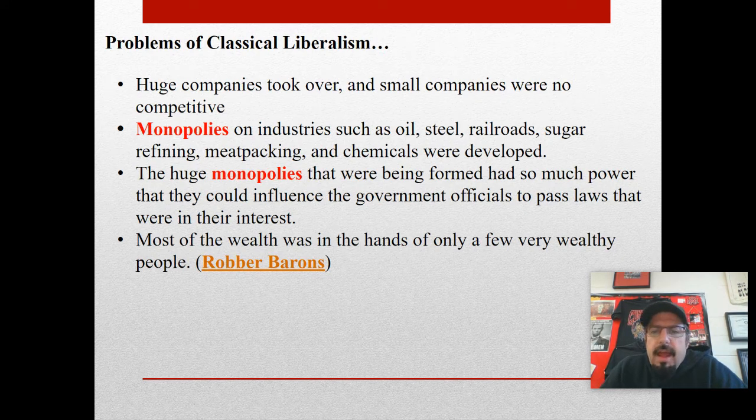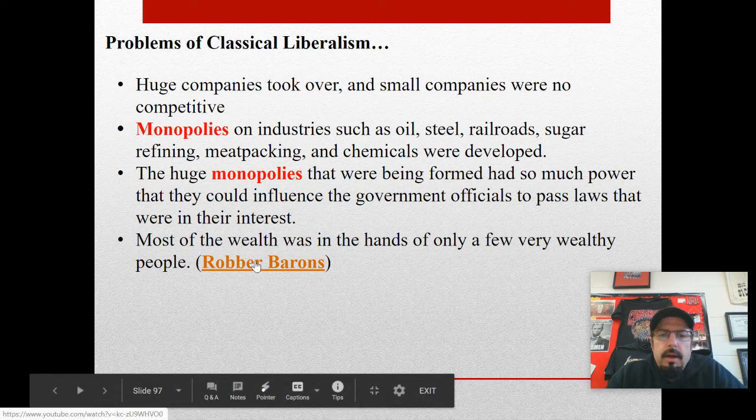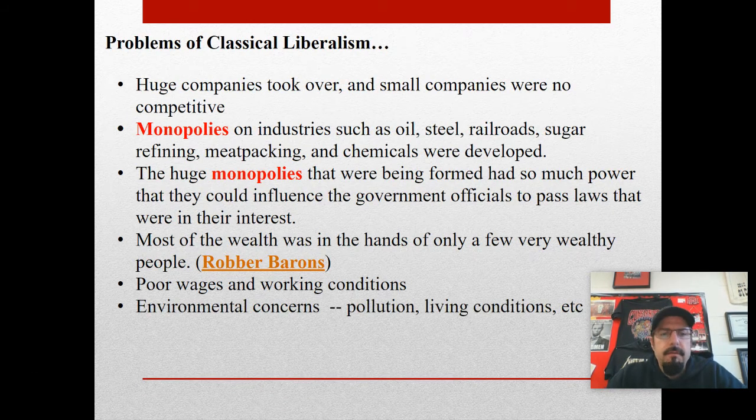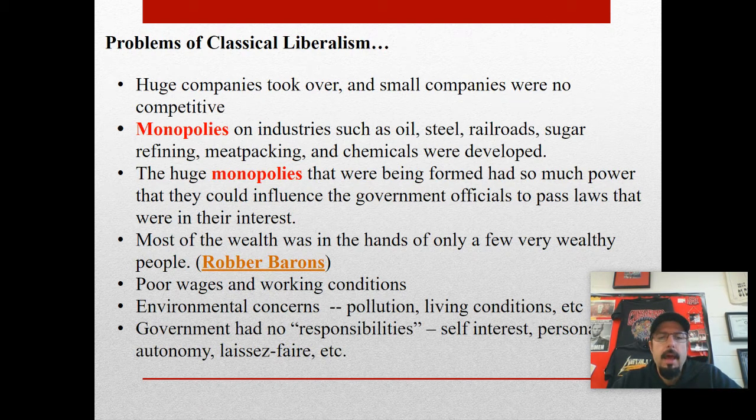Most of the wealth was in the hands of very few wealthy people, the so-called robber barons. And as you can see, there's a link to a video on the robber barons there if you'd like to look at that. There was little concern for wages and working conditions, environmental concerns, pollution, living conditions, etc. And government had no responsibilities. People were supposed to look out for themselves.